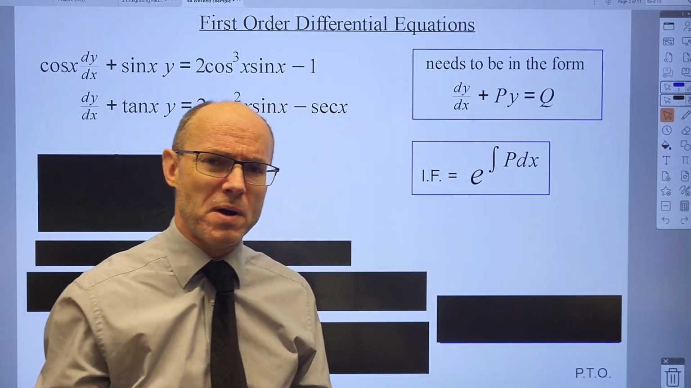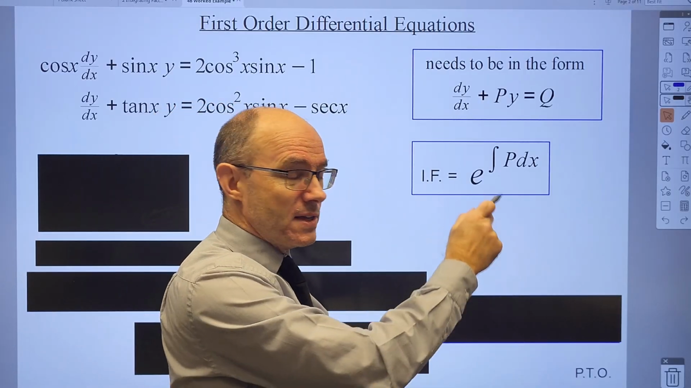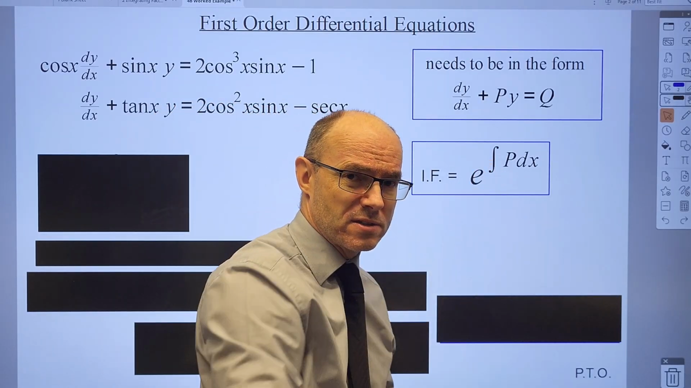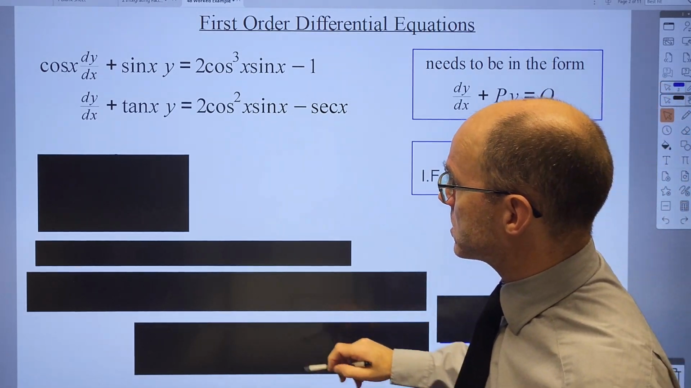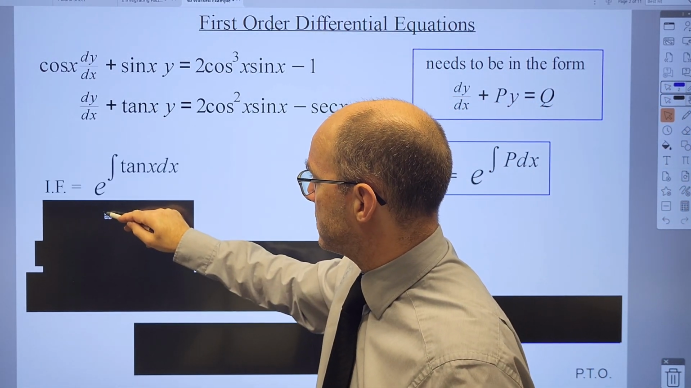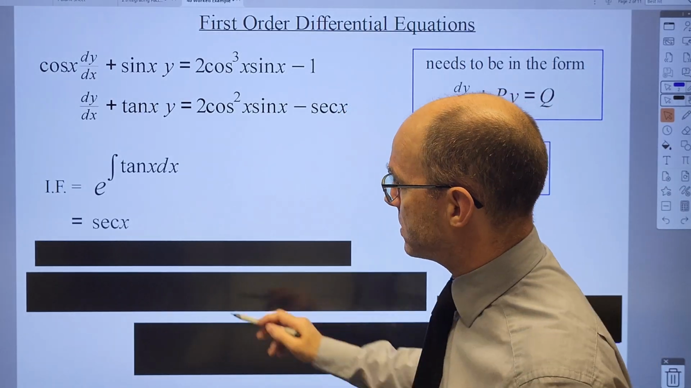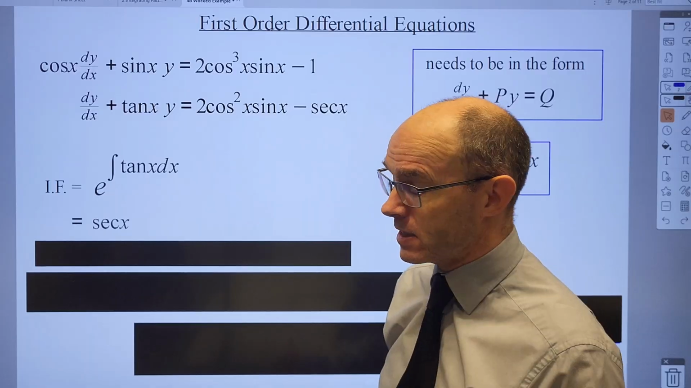Then what we're after is an integrating factor. Remember, that is the critical part to solving this differential equation. The integrating factor, IF, is e to the integral of p dx. So p is basically what you're multiplying y by. So you're multiplying y by tan x. So the integrating factor will be e to the integral of tan x dx. You can look that up if you want, but I'm just stating that as a known result.